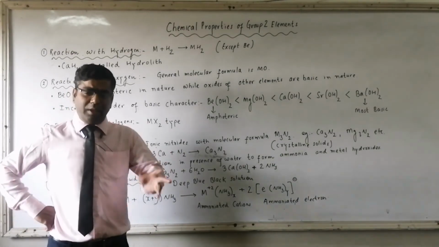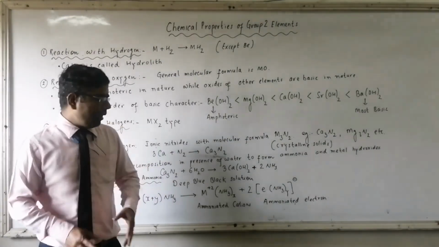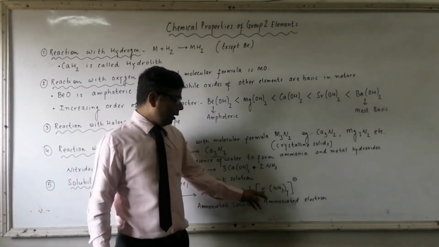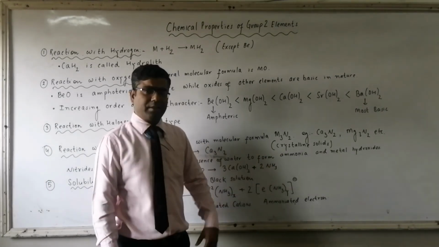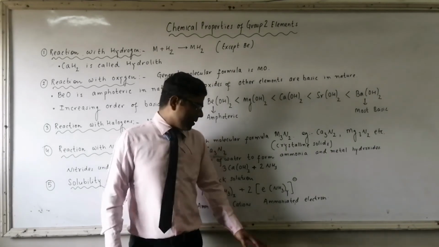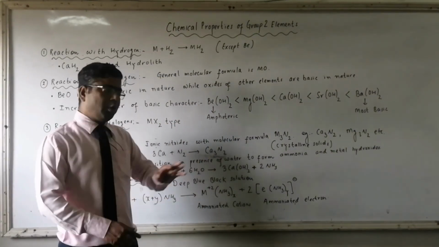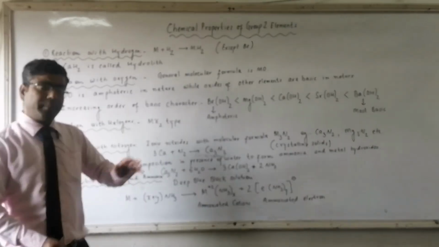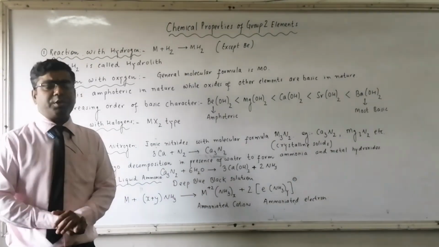The 2 electrons which are released also get surrounded by ammonia and it is written as 2[e(NH3)y]-, because over the electron we have a minus charge. This is called ammoniated electron. So due to the presence of ammoniated electron, it is a deep blue-black solution. The color is deep blue-black. And the solutions are highly conducting in nature.